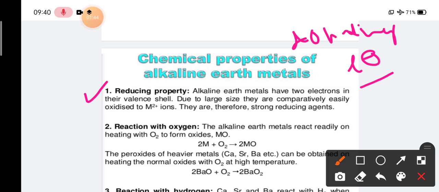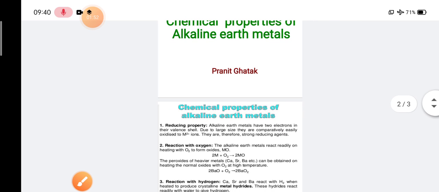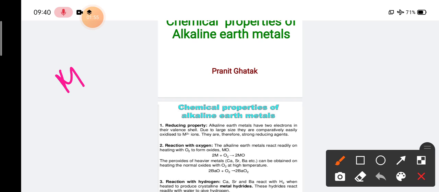So donating electrons means the metal itself gets oxidized. Suppose any metal donates an electron, it will become M plus, which means its positiveness increases. Here the oxidation state is 0, but here the oxidation state will be plus 1. So the charge or oxidation state increases.